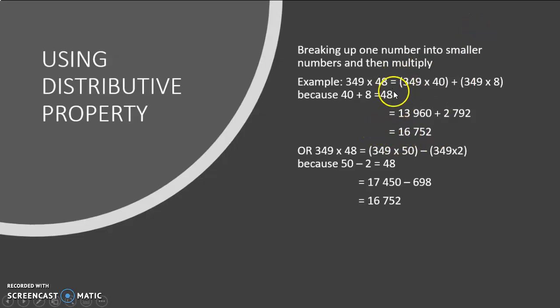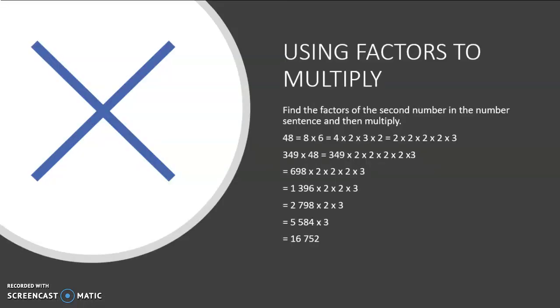But maybe you don't know your 8 timetable so well, so we can go another way and say 48 can also be achieved by saying 50 minus 2. So I multiply 349 with 50, and then I subtract 349 times 2. That will give me 17,450 minus 698, and once again my answer will be 16,752.